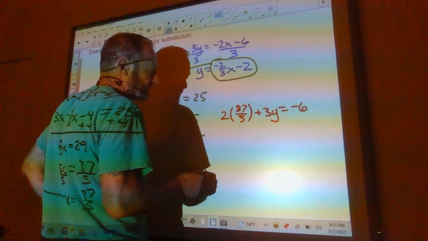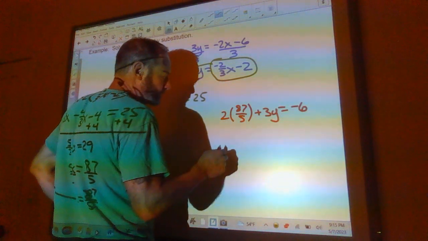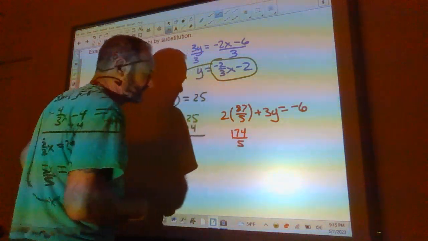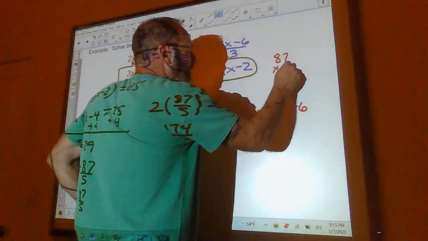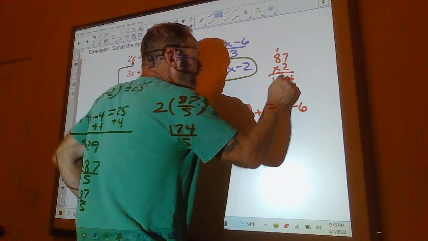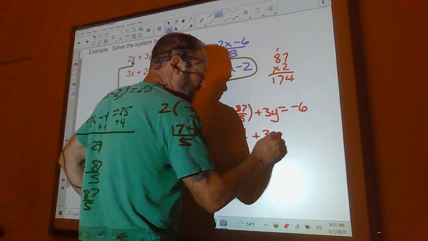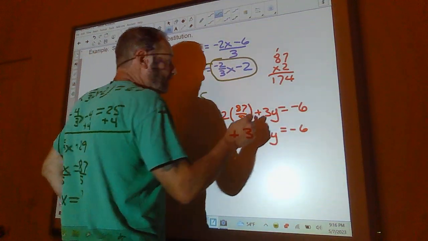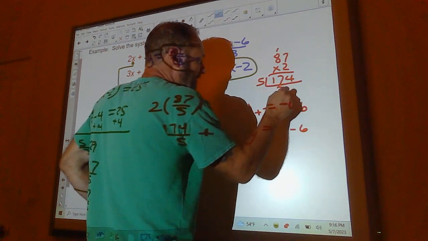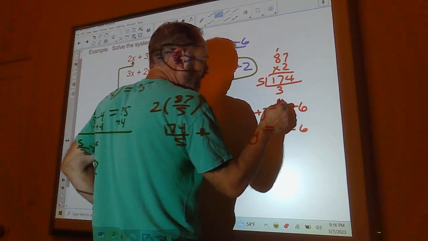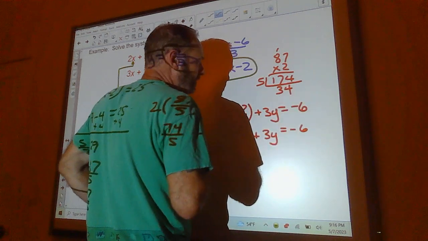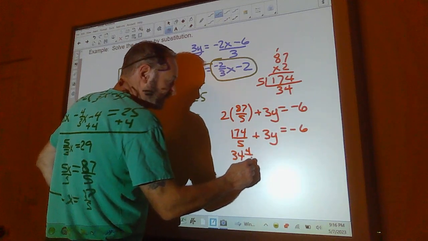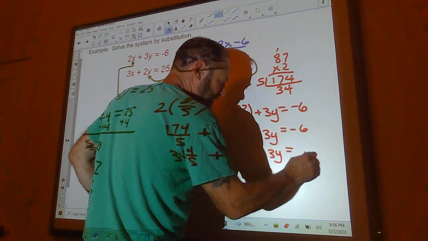Okay, so this is going to be what? 274 fifths. Is that right? 87 times 2. 14, 60, 174. Yep. Plus 3y equals -6. Okay, let's turn this into a mixed number. I divide that by 5, I'm going to get 3. It's 15, 24, 34, and 4 fifths. Plus 3y equals -6.